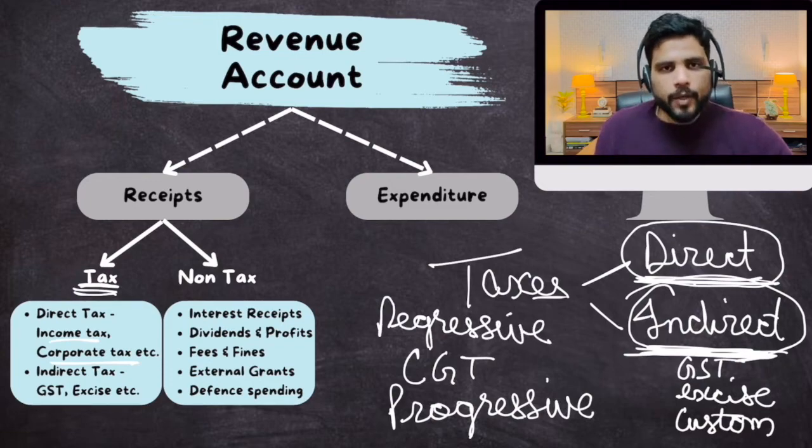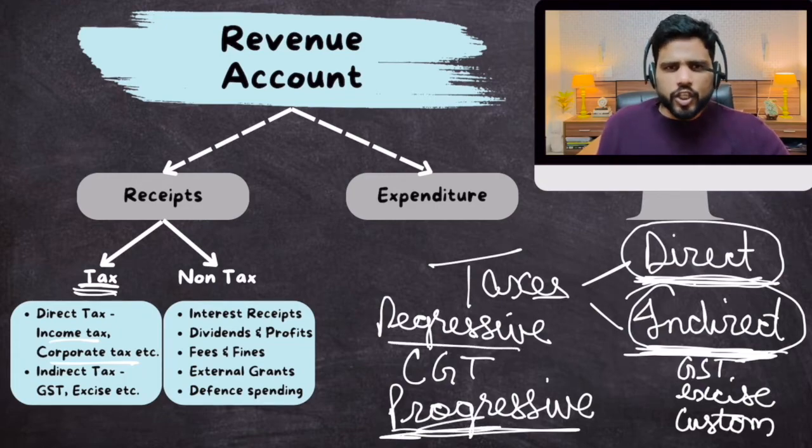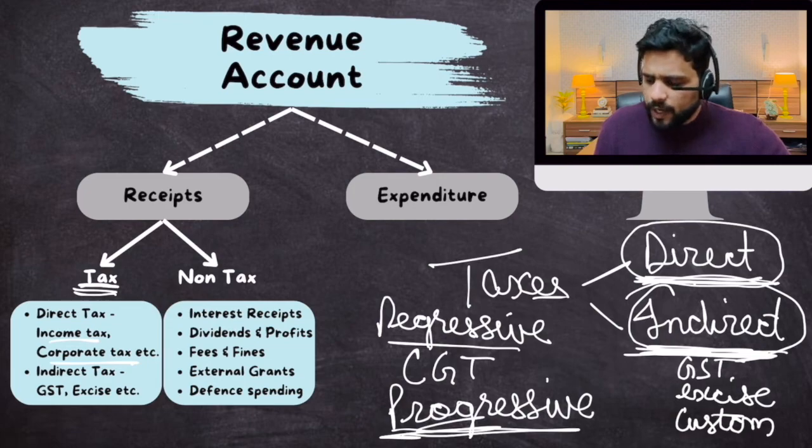So, a good economy, or an economy that works for the welfare of the people, collects more progressive tax. Direct taxes are also known as progressive taxes and indirect taxes regressive. Okay. So, generally, it is argued that we should collect more money from direct taxes rather than indirect taxes.